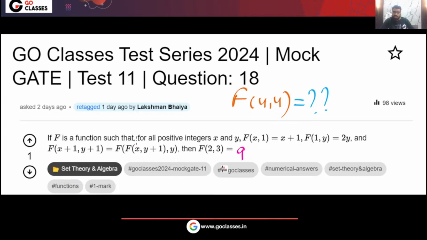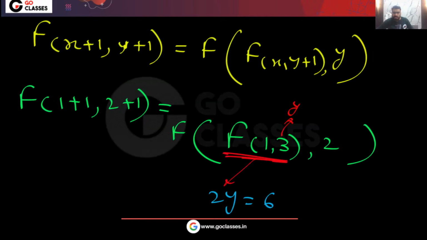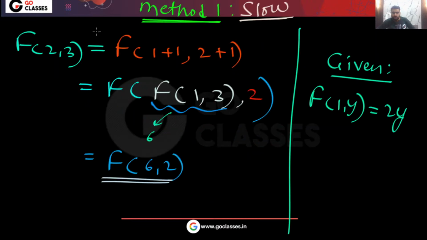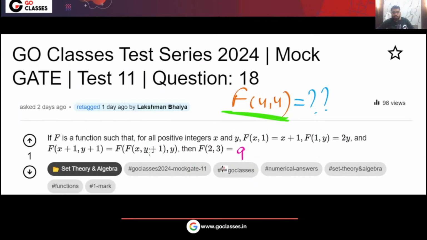So if I ask you these questions, then it will take a lot of time. Please understand. Remember, the question is very easy. Anyone can solve this question. But here the question is, what is the efficient way to solve it? In the GATE exam, if they ask you what is f4 comma 4, and if you use method number 1, if you keep doing like this, you open it, then you open it, it will take a lot of time. So this is not an efficient way.